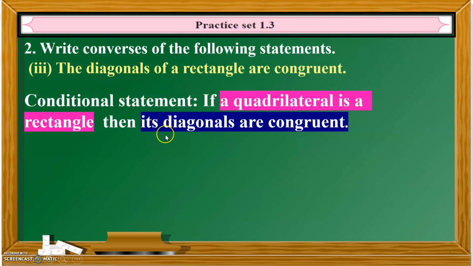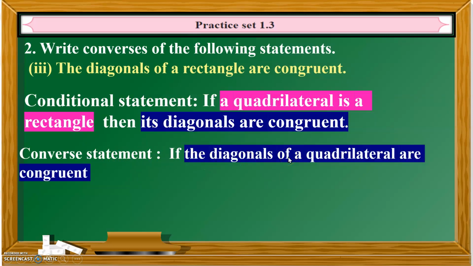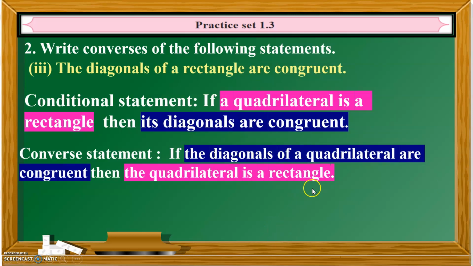So let's write the converse statement. That is, we have to interchange the positions. So what will we be writing in the converse statement? That is, if the diagonals of a quadrilateral are congruent, then the quadrilateral is a rectangle. See students, here in this part I have introduced this word because diagonals of what?